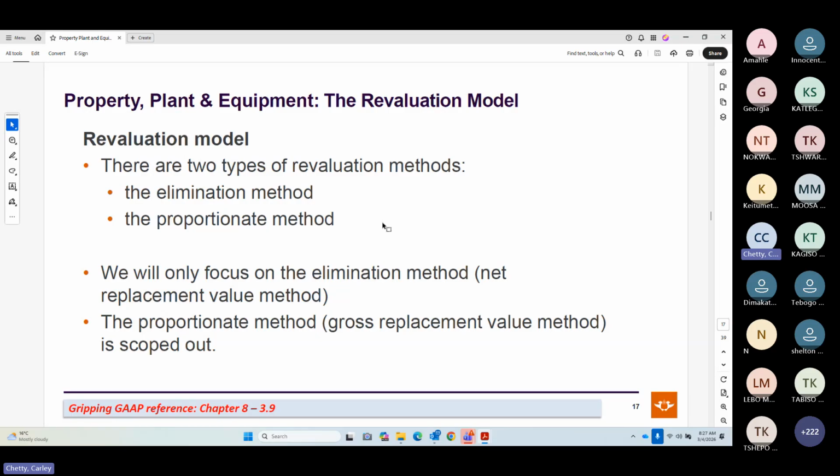So when we look at the revaluation model, we also need to be aware that there are two types of revaluation methods: the elimination method and the proportionate method. We are only going to focus on the elimination method, which is the net replacement value method. The other method, the proportionate method, is scoped out of this module. So when you see all of our tutorial and practical examples, all of them will use the elimination method.